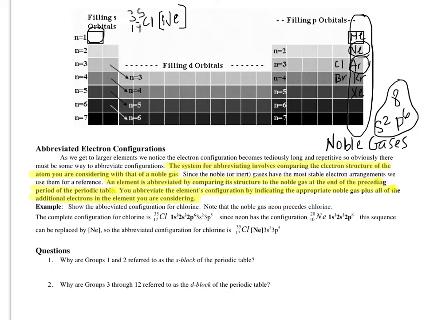We're going to write neon in brackets. And that's like a skip-a-whole-bunch-of-spaces free card on our board game here. What that means is instead of starting way over here at hydrogen, you actually get to start at neon. Okay, so neon's element 10. You're going to go over to element 11, which will be sodium, and that's where you're going to start building your electron configuration.